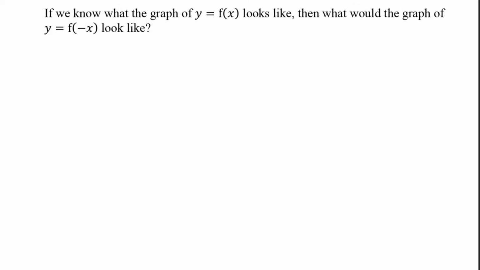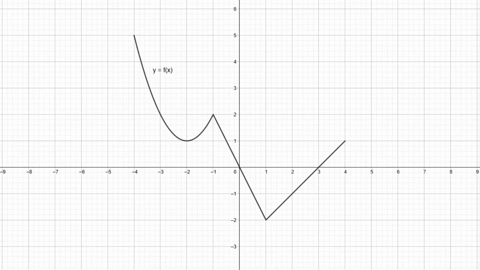A similar question would be this. If we know what the graph of y equals f of x looks like, then what would the graph of y equals f of negative x look like? Well, going back to our standard example, let us see if we can work out which point we would have to plot to correspond to our original point of -4, 5. In other words, we know that f of -4 is 5.